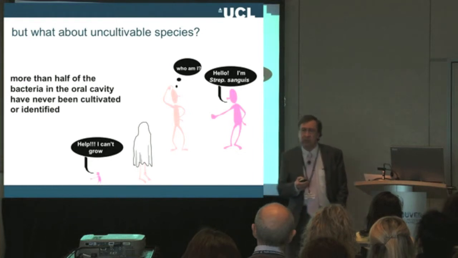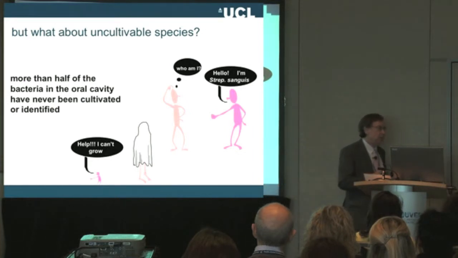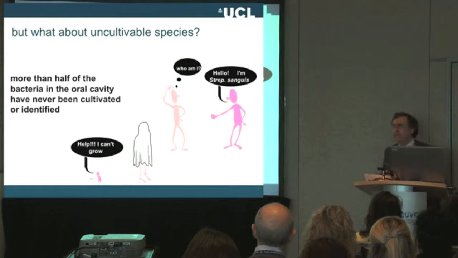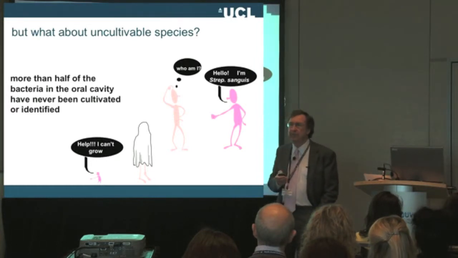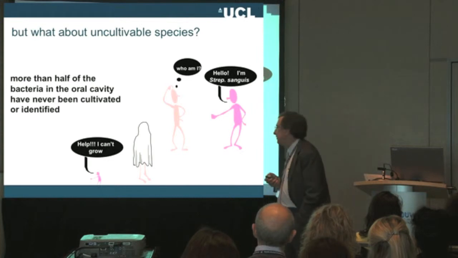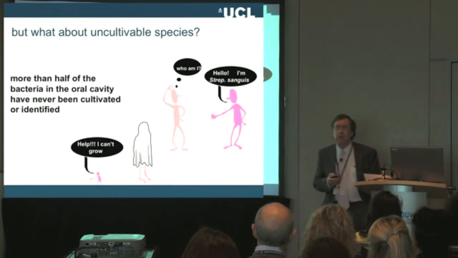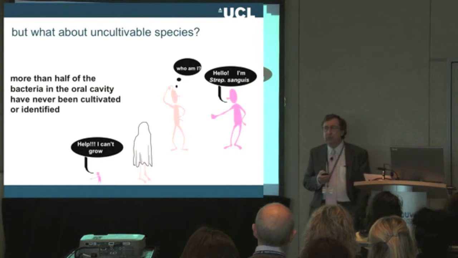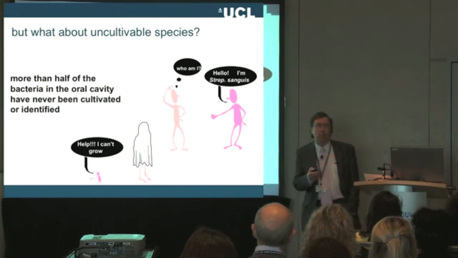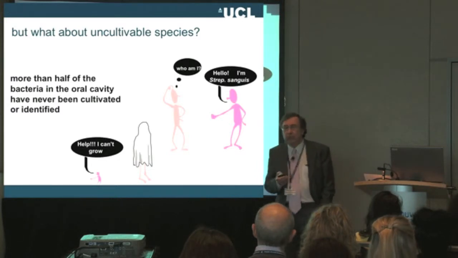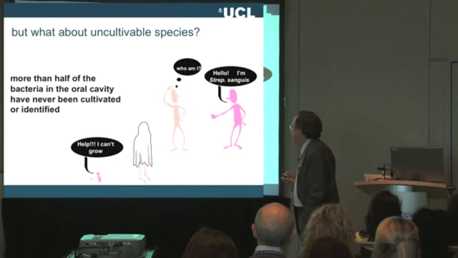So oral microbiologists deserve a pat on the back for having worked so well in identifying these bacteria and trying to cultivate them. There are about 900 different species or taxa in the oral cavity, and we can grow about 450 of these, so it's pretty good. But we don't know what the other 450 species are, what they're doing, or whether they're important or not.